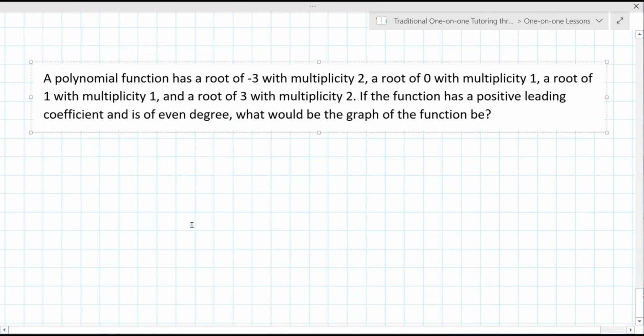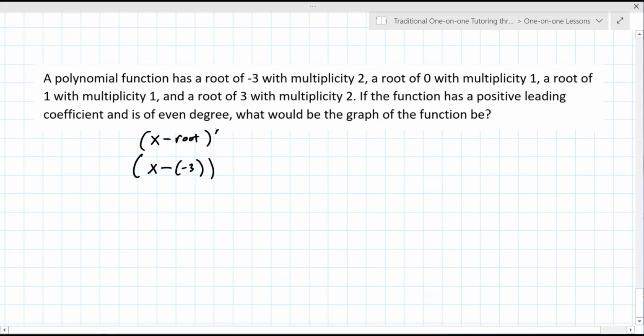Okay. So let's look at this here. Polynomial function has a root of -3. So you can do x minus -3. That's the x minus root approach with the multiplicity as the exponent, multiplicity of 2, and a root of 0, x minus 0 with a multiplicity of 1, a root of 1 with a multiplicity of 1, and a root of 3 with a multiplicity of 2.